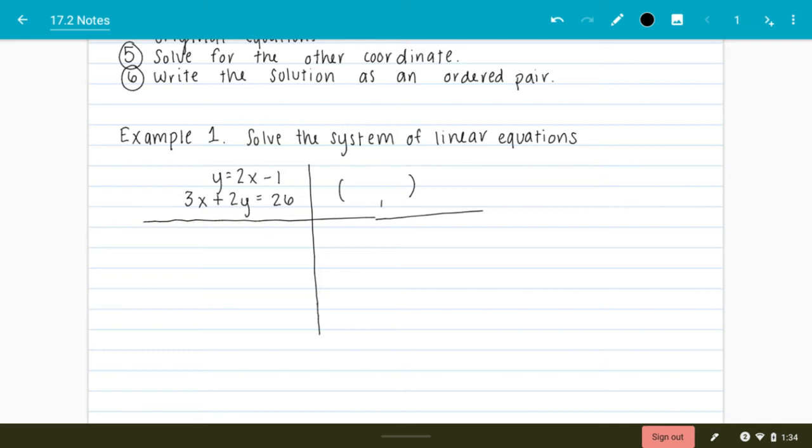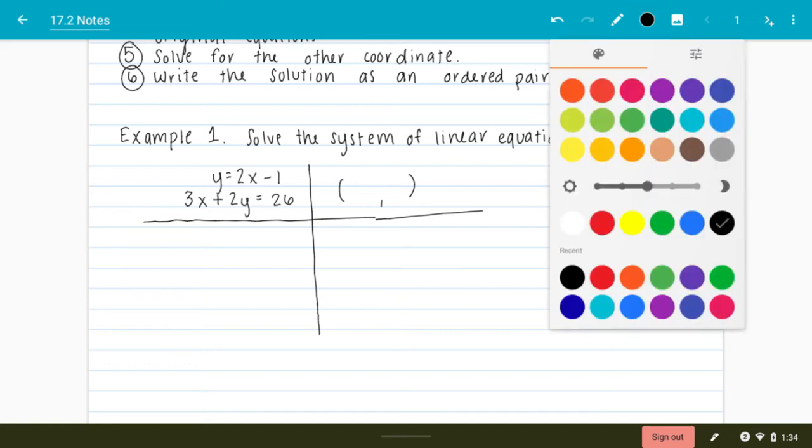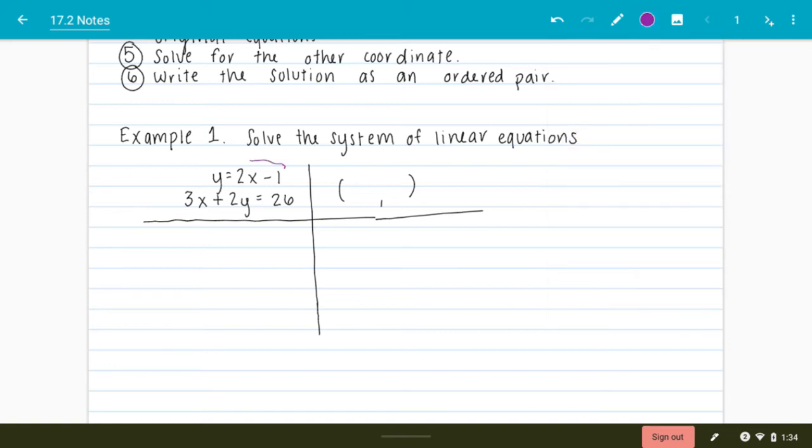So the first step is to isolate a variable. Well, I already have a variable isolated. Y is on its own. I have one y, so I know what y is. Y is 2x minus 1. So what I'm going to do is take that expression, 2x minus 1, and substitute it in for y in the second equation because those y's are equivalent. So doing that, we have 3x plus 2 times y. Well, y is 2x minus 1, and that's going to equal 26.